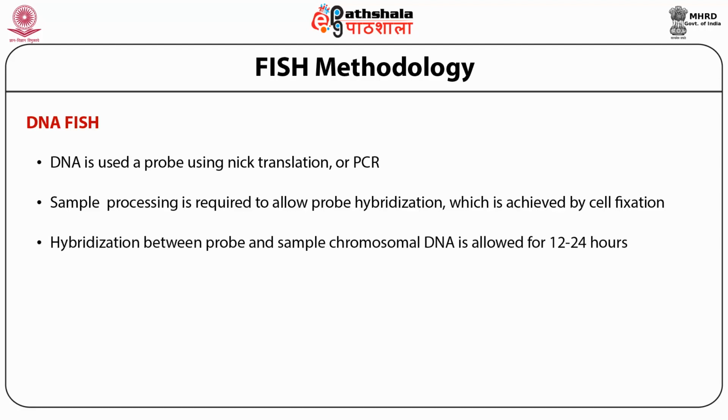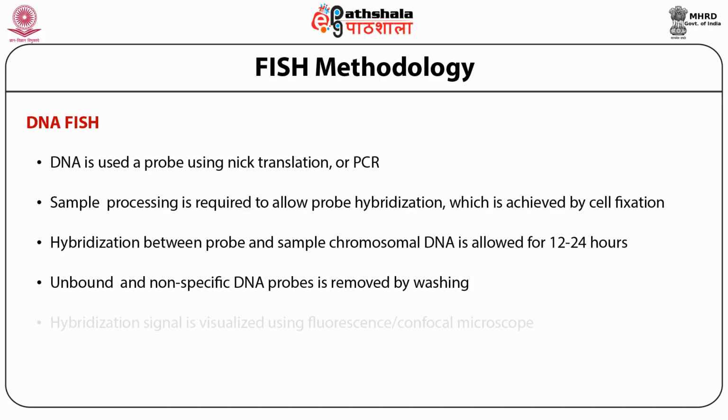Once the probe and the sample are hybridized, the process can take up to 12 to 24 hours. The next step, post hybridization, is to remove the non-specific DNA probes which are bound to the cell by using a specific reagent which can have detergent in it and other agents. The hybridization signal is thereafter visualized using a microscope. The microscope can be a fluorescent or confocal microscope depending upon our availability and the kind of resolution we require.